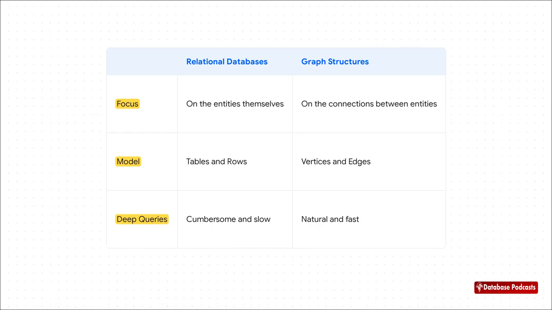And you know, this difference in focus is absolutely key. Relational databases, they think in tables, rows, and columns. They're fantastic for storing data about things, about entities. But graph structures, they're built from the ground up for something totally different. They're purpose-built to analyze the connections between things. And that's exactly why going deep into those relationships, the very thing that's so awkward in SQL, suddenly becomes super fast and just natural in a graph.